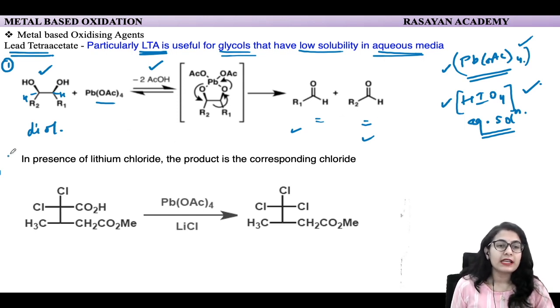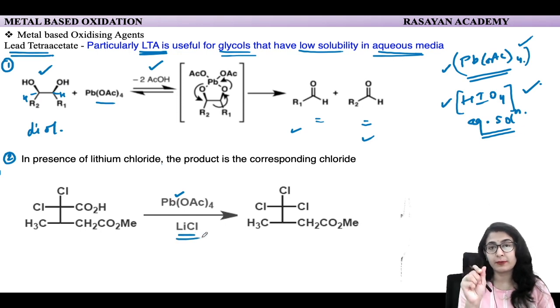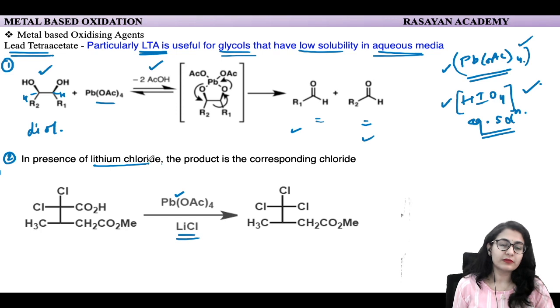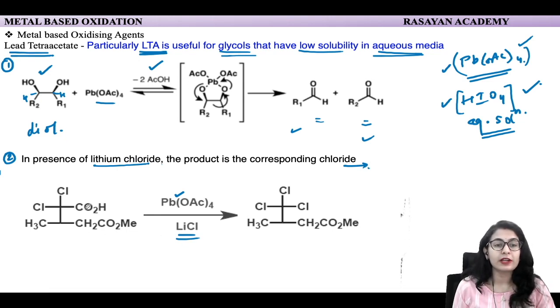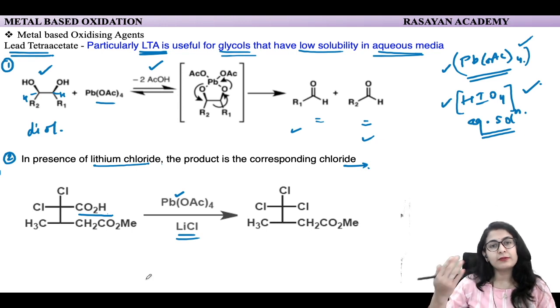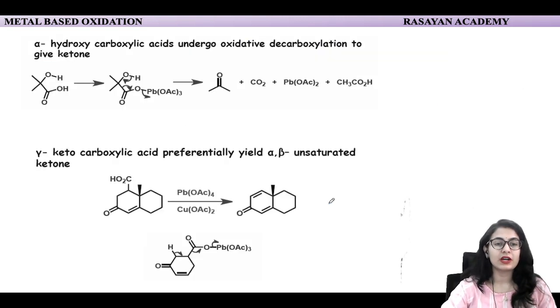Okay. Now, second is, if let's say we are taking the lead tetraacetate in the presence of LiCl, a little reagent can make a very big difference. So you see, the presence of lithium chloride, the product is going to be a corresponding chloride. You are not going to get any aldehyde, you are going to get a chloride. So let's say there was this carbonyl compound over here, this one, this is the acid, for example. So acid might do decarboxylation in the presence of lead tetraacetate, but here in the presence of LiCl, this is going to give you a corresponding chloride. We'll see more examples of such type.